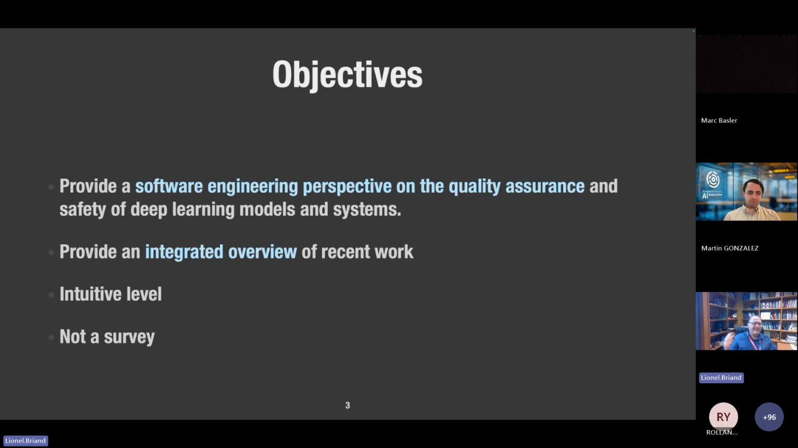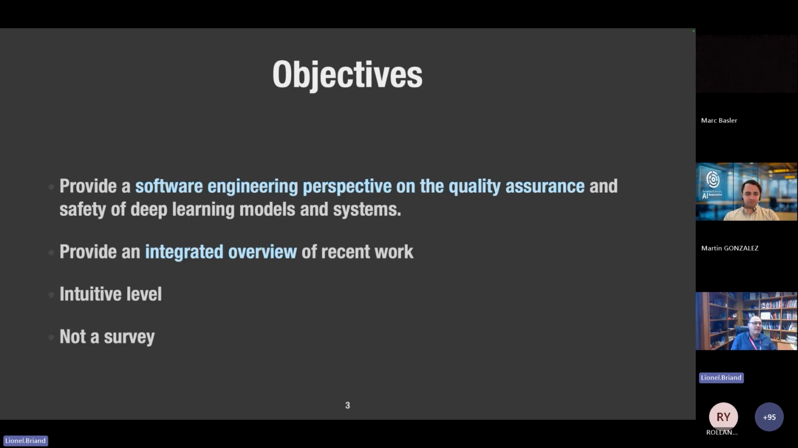So I'm going to provide a different perspective, I guess, a software engineering perspective on the quality assurance and safety of deep learning models and systems, where I will show you an overview of how we have tried to adapt, in particular, software testing techniques and safety analysis techniques to deep learning systems.